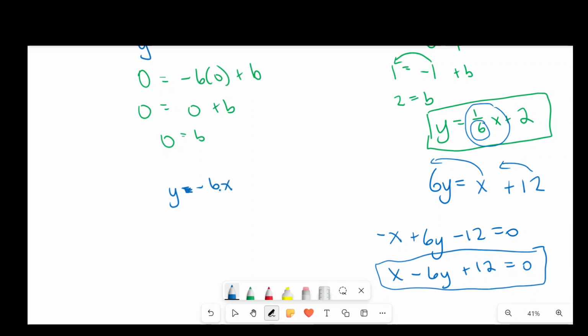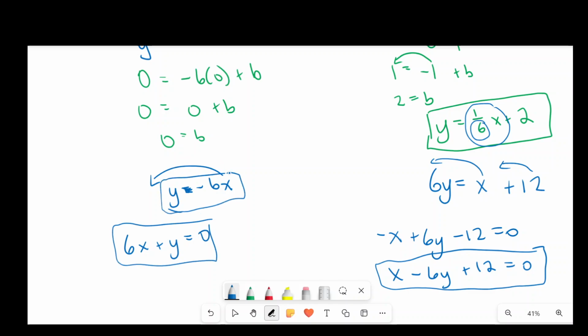And then to write it in standard form, I need to move everything to the left. So when I move negative 6 to the left, I'm actually adding 6, so it becomes 6x, and then that's still positive y equals 0. So that is the equation in standard form, and again, that's the equation of line number 3.